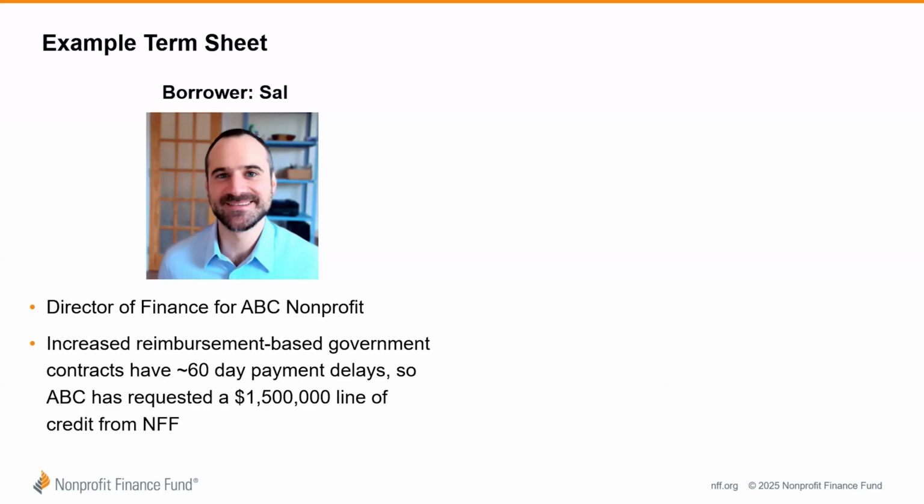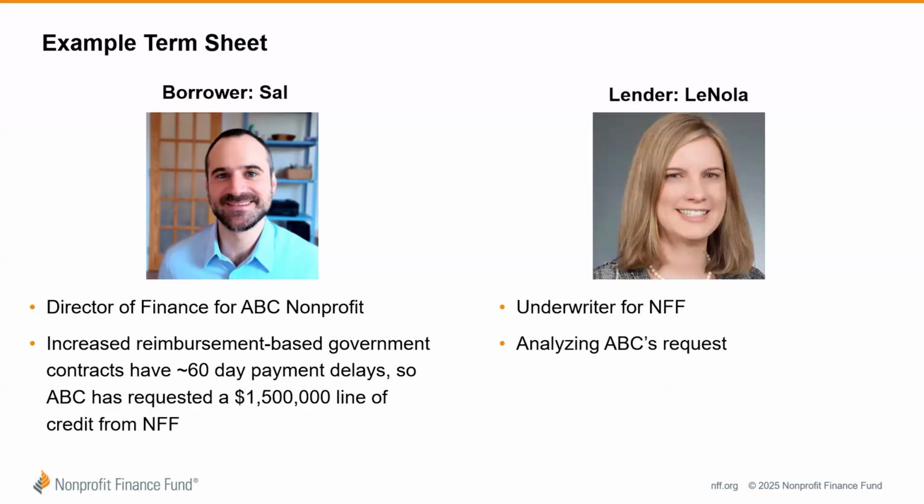And then we also have Lenola, an underwriter at NFF. And as an underwriter, Lenola conducts the deep analysis to understand the organization. She does the due diligence and then crafts the loan terms that will work best for both parties. At this point in the process, Sal and Lenola have already met a few times. They've had a few conversations. Lenola has combed through all the information Sal has sent over and conducted enough analysis to write a draft term sheet for a $1.4 million line of credit.